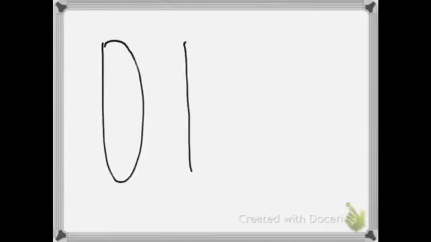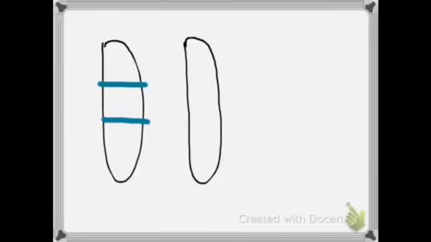Sturtevant hypothesized that the percentage of recombinant offspring, the recombination frequency, depended on the distance between the genes of a chromosome. So, here's a chromosome and here's another. And these would be the genes of the chromosome. And he's talking about the distance between the genes.